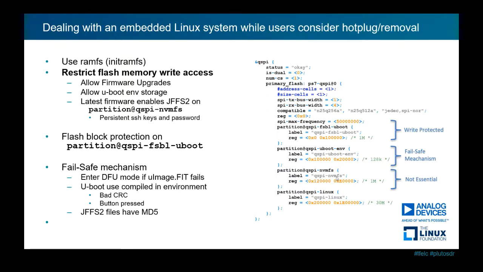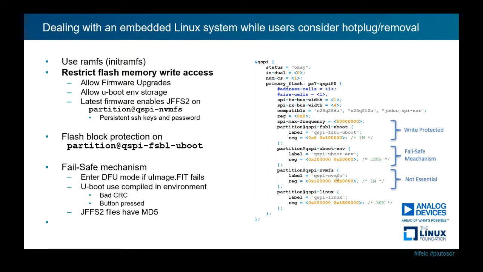In addition, as I said before, we need to prevent the user from accidentally deleting our failsafe mechanism, our bootloader, and therefore we use a flash block protection on the first megabyte of the SPI NOR flash. Then we have several failsafe mechanisms. For example, if loading the FIT image fails, we automatically enter DFU mode.